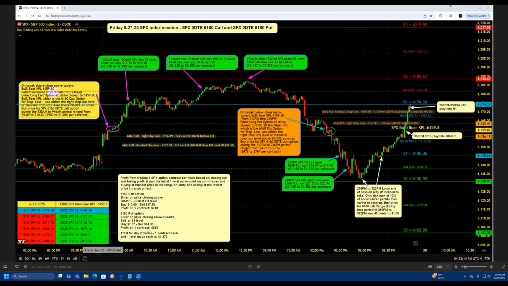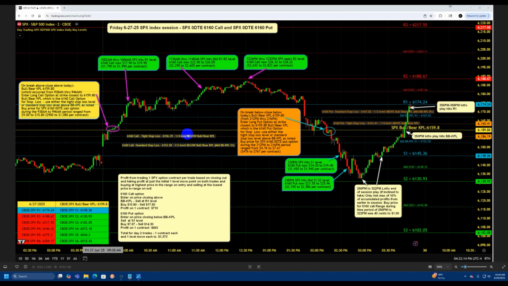So you had a window of opportunity here starting at 9:38 a.m. through 9:46 a.m. to enter long into the call option at a strike closest to the 61.5980 bull bear key price level for the session. So that would be the 61.60 call option.